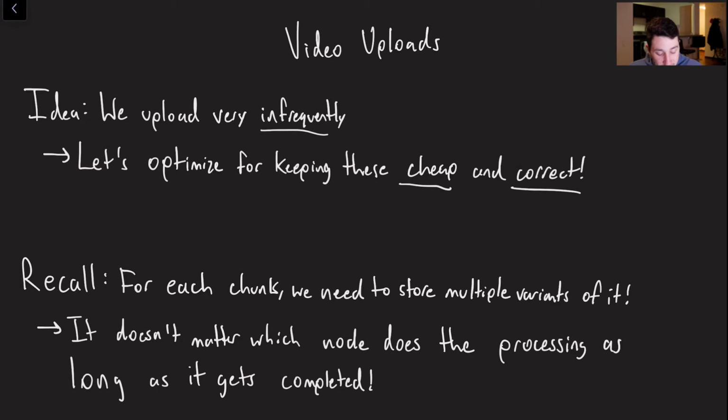So the idea is for each chunk, we've got to do some sort of post-processing on it, right? Because we want to store multiple variants. We might have to store a 480p version, a 720p version, a 1080p version, and all of those things are going to require us to store multiple copies, as well as the different encodings. So again, we can basically maintain a list of servers that are going to do this processing for us, and it doesn't really matter which actually does the processing, as long as it eventually gets done.